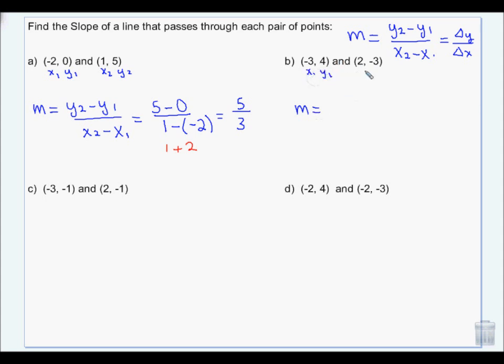So if I say x1, y1, x2, y2, I have negative 3 minus 4 over 2 minus negative 3. These are both negative, so that's negative 7. This is the same thing as 2 plus 3. So I have negative 7 over 5. Okay. Positive slope, right? So my line would go upward. Negative slope, so my line would be going downwards.